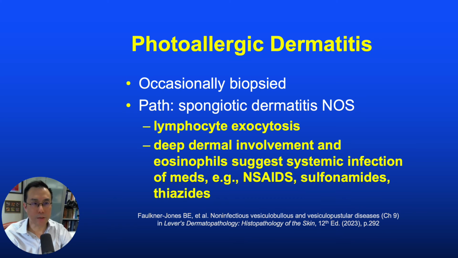But of course, we can search for relatively subtle clues that can help us order our boilerplate differential diagnosis of spongiotic dermatitis. For photoallergic dermatitis, it is said that lymphocyte exocytosis tends to be more prominent, and similar to drug reactions, the presence of deep dermal extension of the perivascular or periadnexal inflammatory infiltrate with eosinophils does tend to support a photoallergic dermatitis, specifically a systemic drug reaction, with specific examples listed here.